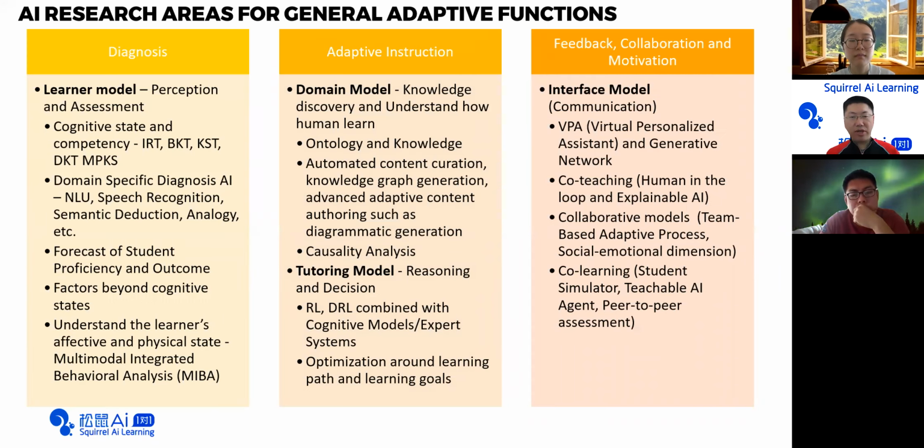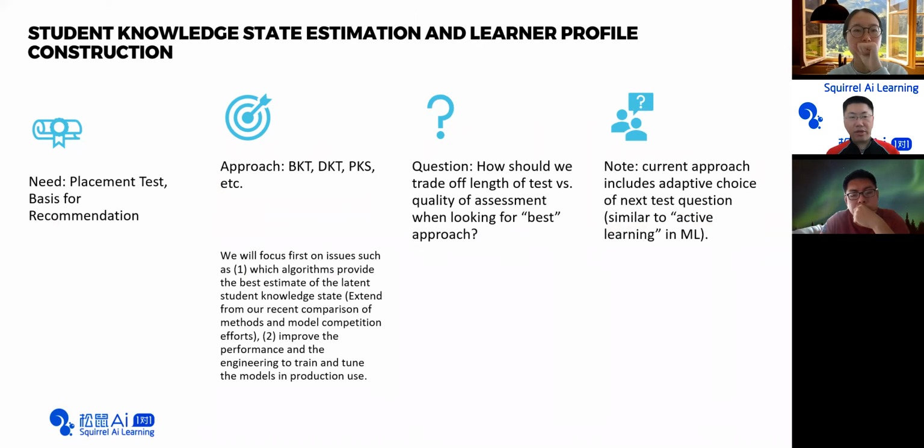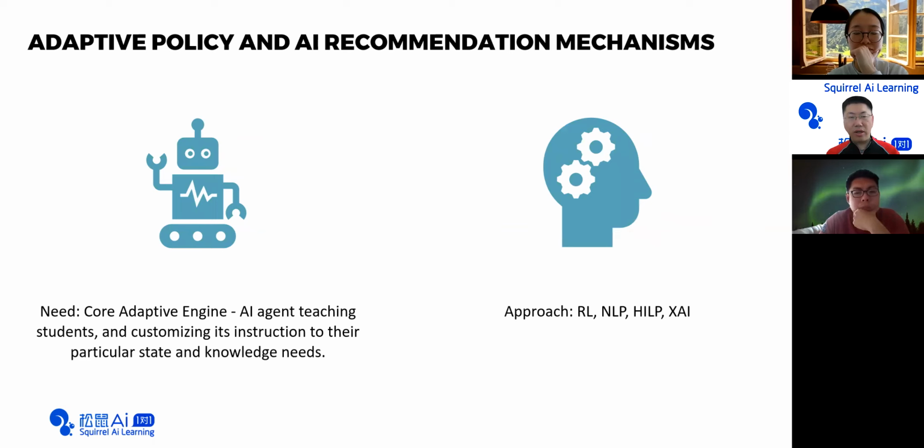A lot of the models behind the scenes are listed here, though again, because of time, we're not going to go into details. That typically includes four models: the learner model, the domain model, the tutoring model, and the interface model, which allow this type of AI to function. You can see one of the typical examples here of diagnosis, from knowledge state estimation to learner profile construction. Previously you saw the RL model that is used for adaptive policy generation for AI recommendation.